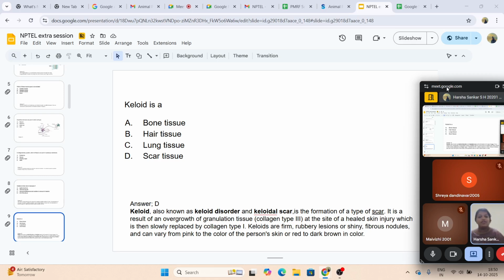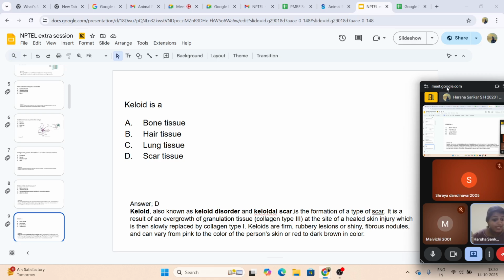So what is keloid? Keloid, also known as keloid disorder or keloidal scar, is the formation of a type of scar. It's a result of an overgrowth of granulation tissue, collagen type 3, at the site of a healed skin injury. Why is it happening like that? Because wherever the wound occurred, there is an accumulation of collagen 3, a hard type of tissue, which is then slowly replaced by collagen type 1.